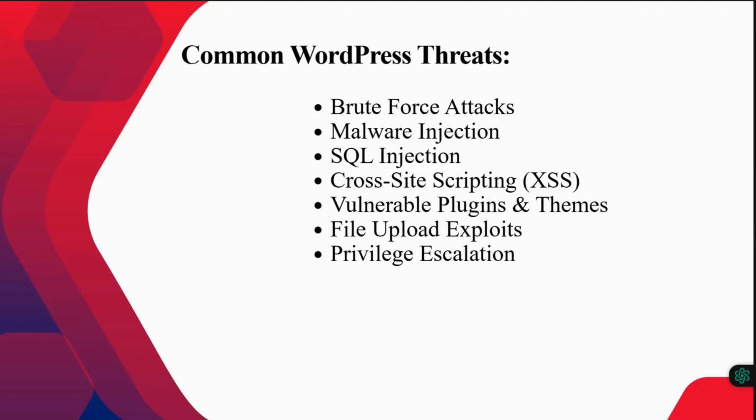Common WordPress threats. Many common WordPress threats are brute force attacks, malware injections, SQL injections, cross-site scripting, vulnerable plugins and themes, file upload exploits, and privilege escalation. First, brute force attack. WordPress powers a huge percentage of the internet. That makes it a primary target for automated attacks. In brute force attacks, attackers use automated bots to repeatedly attempt login combinations on WP login pages.